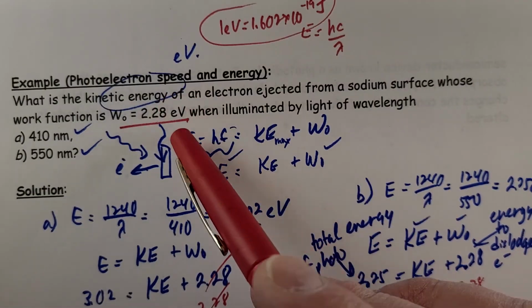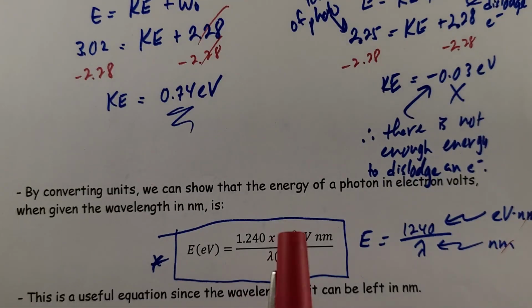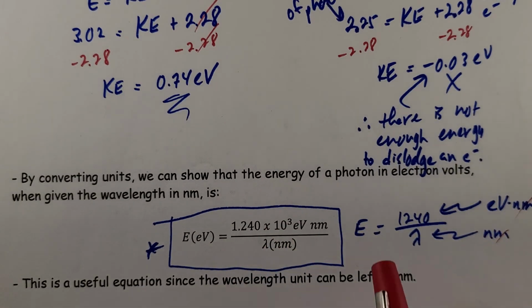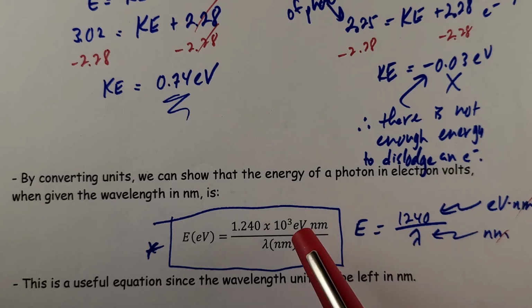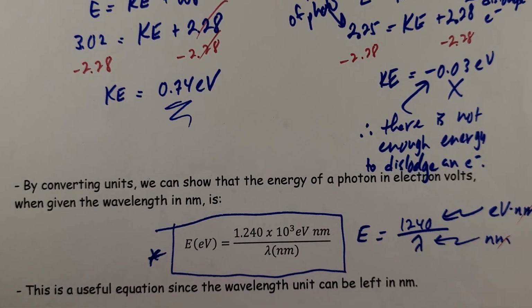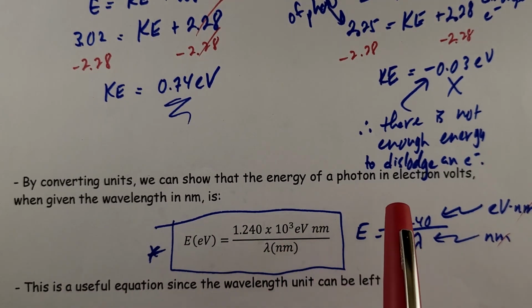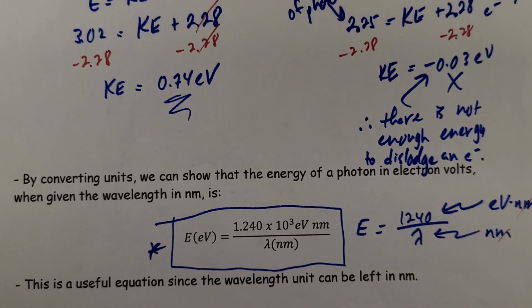But if you're given electron volts, then we use this simplified equation, which I didn't go over the derivation, but basically you're just converting it from units of joules to units of electron volts. All right, so you should be able to do that, and we'll see you again.